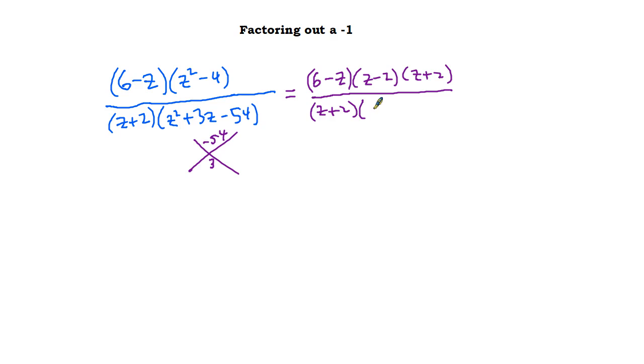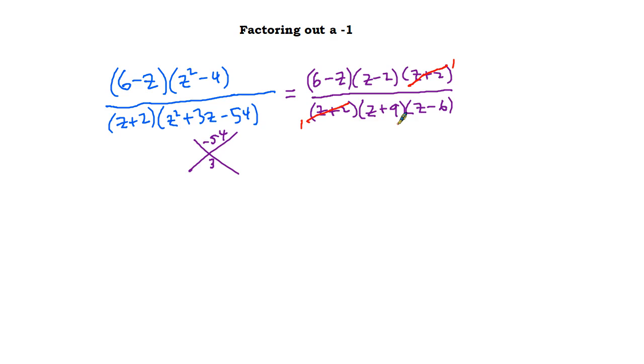Okay, I'm hopeful that you paused the video, and I hope that we agree that this will be z plus 9 and z minus 6. If we agree, we're in good shape. Now, it turns out we can cancel some here. We can cancel this z plus 2, and we'll cancel the other z plus 2, and that gets us 1 here and 1 there.